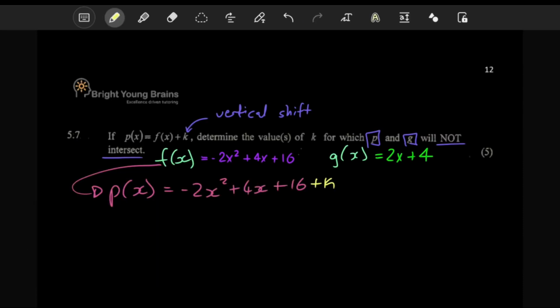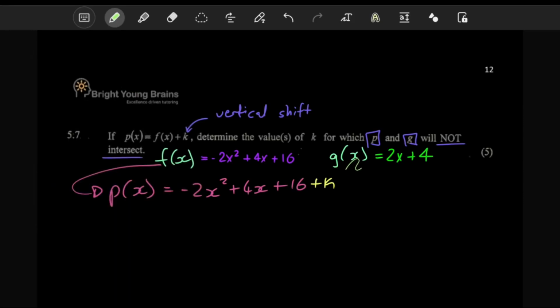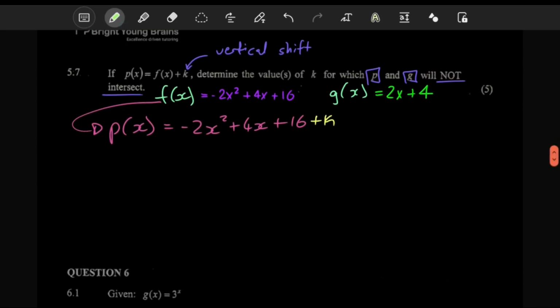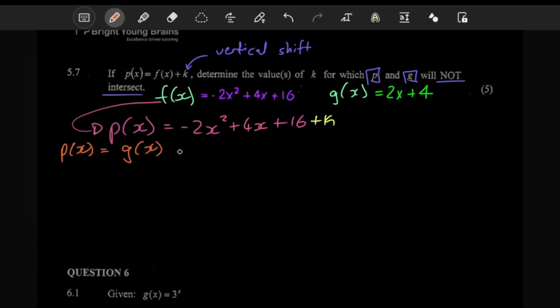And then I think we're good to go now, because you see, we're trying to work out where p and g do not intersect. So if you're going to work out where p and g do not intersect, you want to equate p and g together, but then once you have done that, you need to work out where that equation will not have real roots. I will say that again slowly. If you want to work out where these two graphs do not meet, the first thing you do is equate them together, and then after you equate them together, you work out where this has non-real roots.